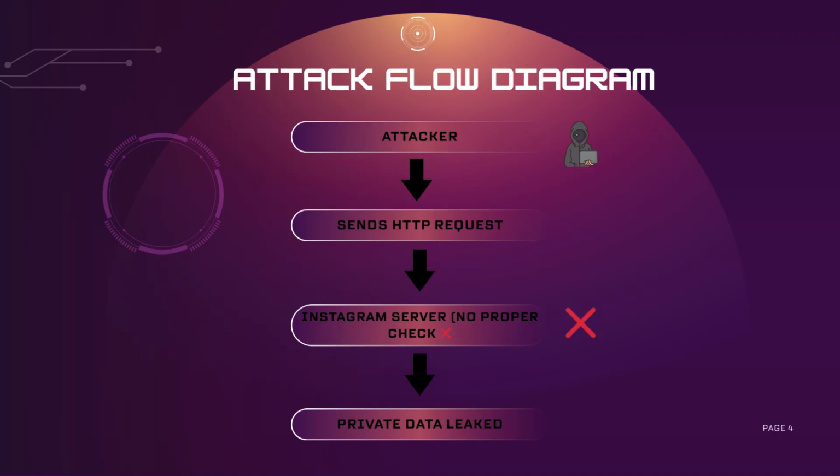This diagram shows how the attack works step by step. First, the attacker sends an HTTP request to the server, targeting a specific API endpoint that handles post data. The server then processes this request. However, due to a vulnerability, it fails to properly check whether the user is authorized to access the requested content. Because of this missing authorization check, the server directly responds with private data instead of blocking the request. As a result, sensitive information such as private posts, captions, or media URLs can be exposed to unauthorized users. This clearly demonstrates a failure in access control and highlights how small mistakes in backend validation can lead to serious data leaks.